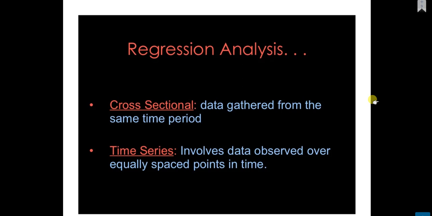Cross-sectional is data gathered from the same time period. Time series involves data observed at equally spaced points in time. You have all learned these four types in your first semester. The subject name was statistics, right? In that subject you learned all these four types of regression analysis, and you have done the mathematics too.